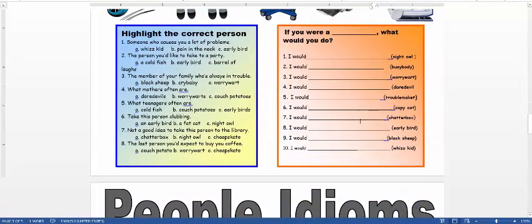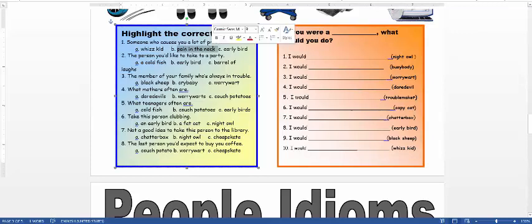And similarly, here we have this activity: highlight the correct person. Now see, someone who causes you a lot of problems. Who is that person? Scared? No. Pain in the neck? Yeah. Say pain in the neck. The person who causes you a lot of problems is what? Is pain in the neck.